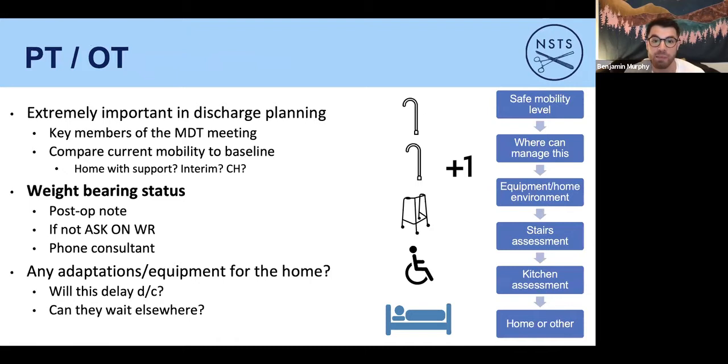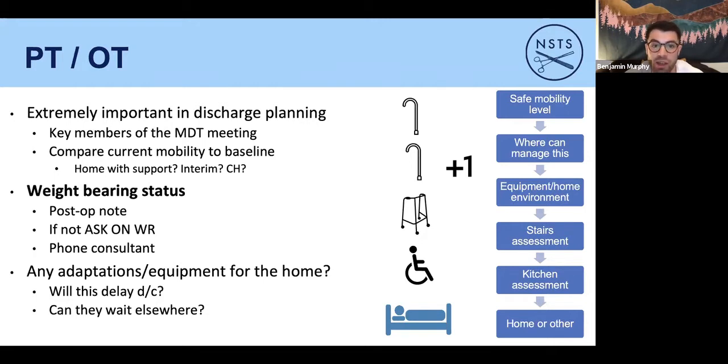So just bits about the MDT next. Obviously in a lot of surgical jobs, the physios and OTs are absolutely crucial in both recovering from operations and discharge planning and patient flow. So the physios will make sure they're comparing patients' current mobility status after operations to what their baseline was, and whether it's safe for where we're planning to discharge them to. If it's not, do we need to give them extra care at home, or do they need to go somewhere else, such as an interim rehab facility, or do they need to go to a care home for full cares?